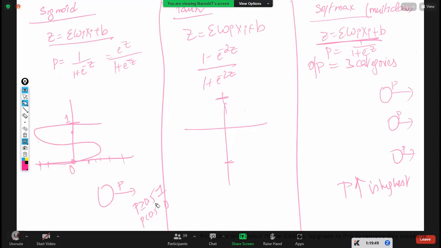Is that clear, guys? Now, finally, for this there is no graph because there are 3 of them. If 2 are there, I can represent it in a scatter plot, but for 3, where can we represent it? Right? For each of them, it is going to calculate the probability, and finally it is going to select whichever is the highest.